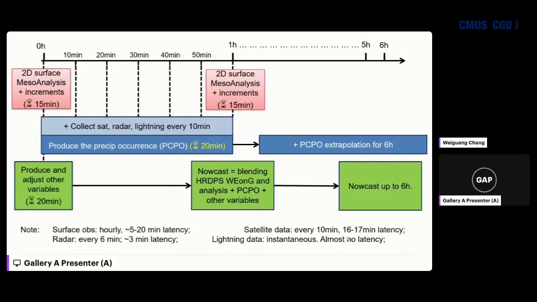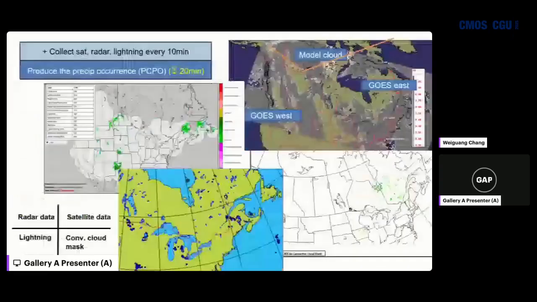And the next product is the nowcast, which is in the green box. So we use the meso analysis and also PCPO to produce the nowcast, and we blend back to the model data after 6 hours. Next slide, please.